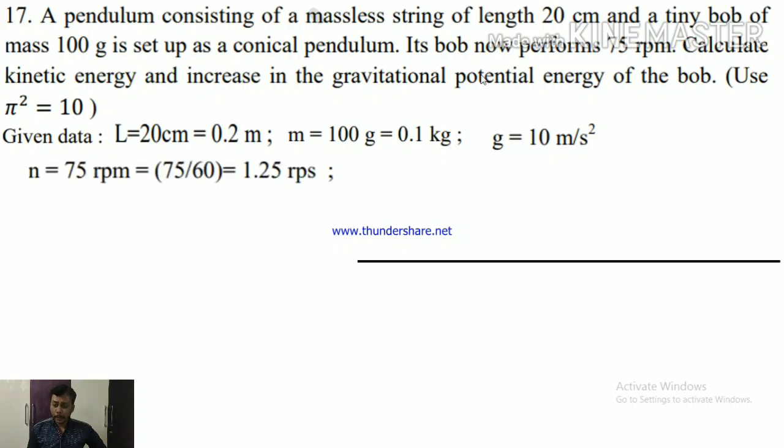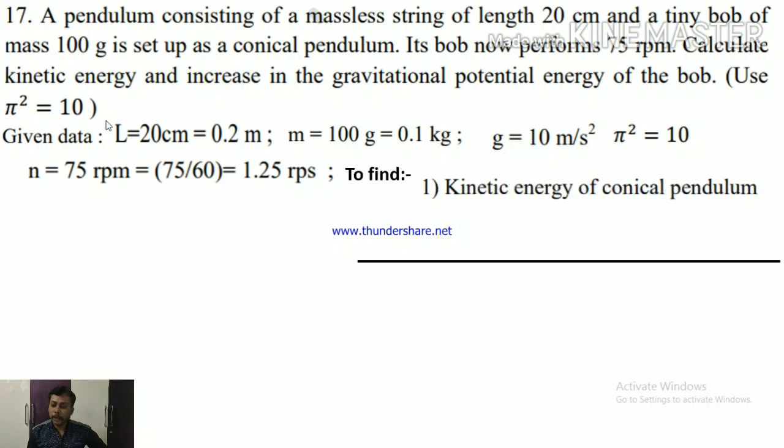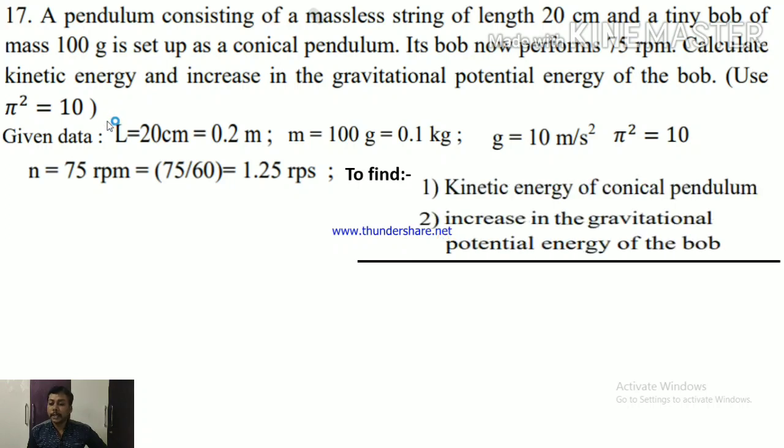Now n is that bob performs 75 revolution per minute. So convert that rpm into rps by dividing it by 60. So 75 rpm is equal to 75 upon 60, that is equal to 1.25 rps. Pi square is given here also, pi square is equal to 10. Now we have to find out first the kinetic energy of the conical pendulum, and second the increase in gravitational potential energy of the bob. Let's see the answer.